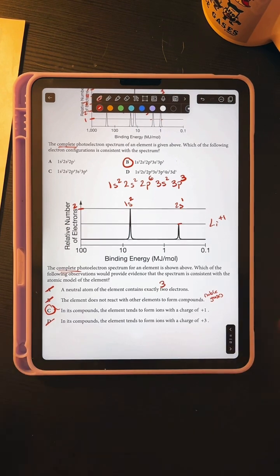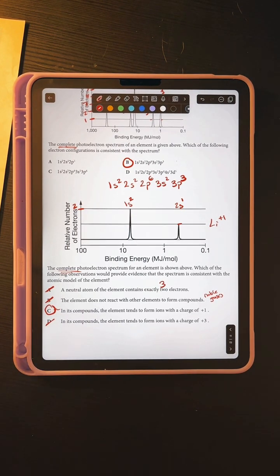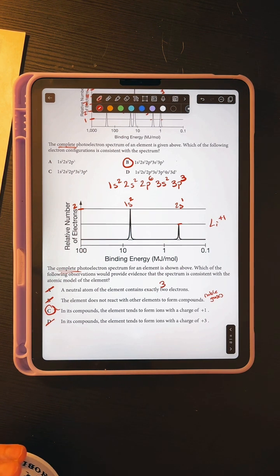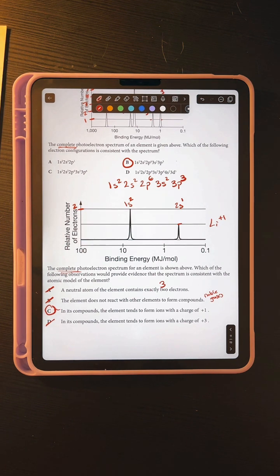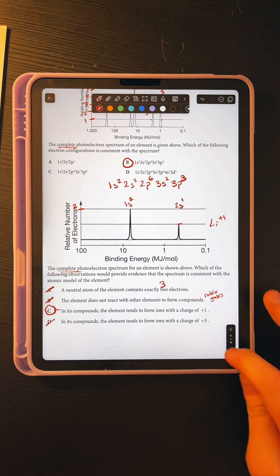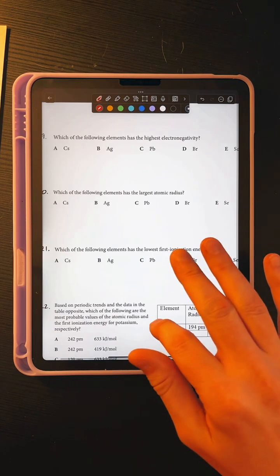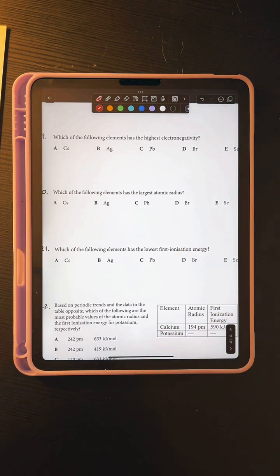How's everyone doing? Oh, I love going through these lives. We have 26 multiple choice questions, and then we'll go through maybe 2 free response style questions. So we have a couple more multiple choice questions left, and we are going to get into some trends on the periodic table now.